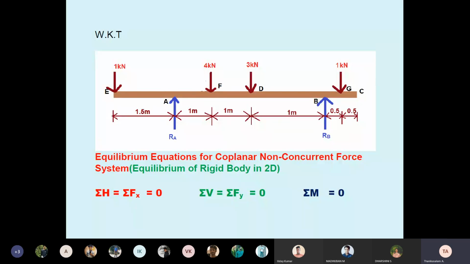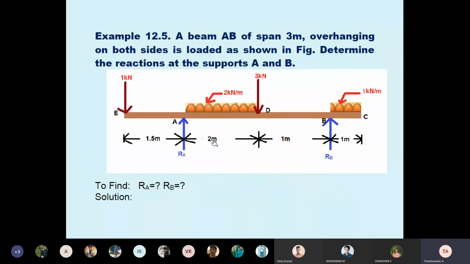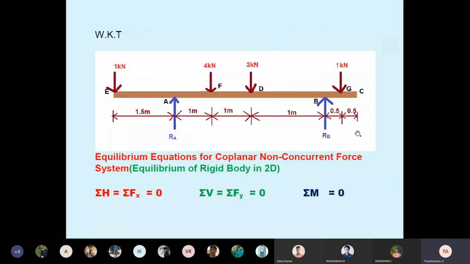Any UDL acting, convert to a point load. How do you convert? A rectangular concept. So 2 kilonewton per meter into 2 meter, 4 kilonewton, acting at the middle of the 2 meter. I divided. See here, BC 1 kilonewton. The load is 1 kilonewton per meter, distance also 1 meter. So 1 kilonewton per meter into 1 meter, 1 kilonewton. Where is it acting? Middle of 1 meter. What is the middle of 1 meter? 0.5 meter, see here, 0.5 meter, 0.5 meter. Okay, this is the first step.